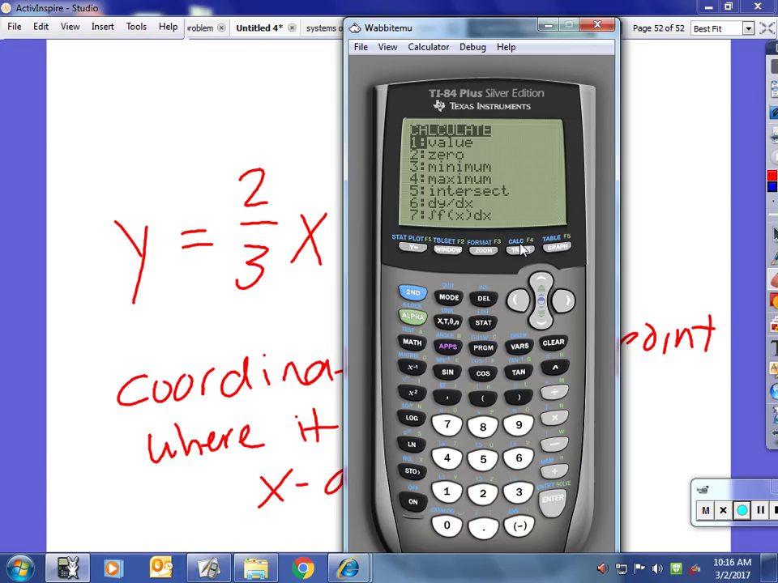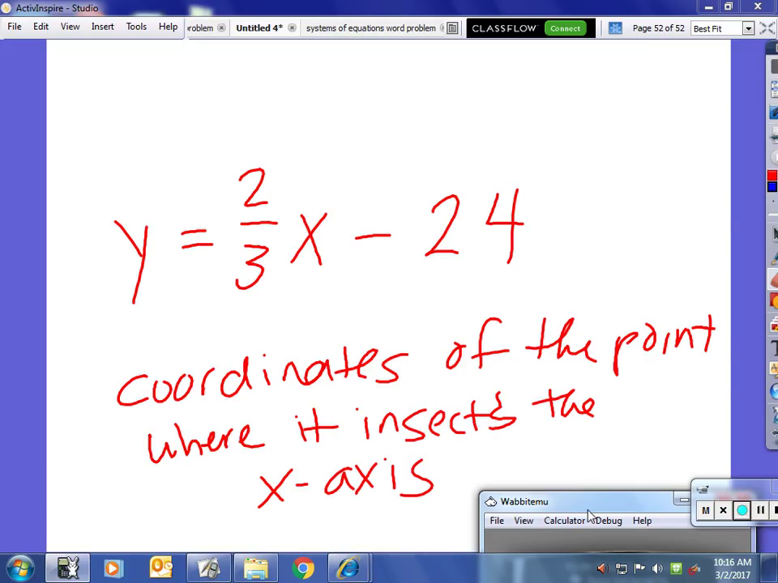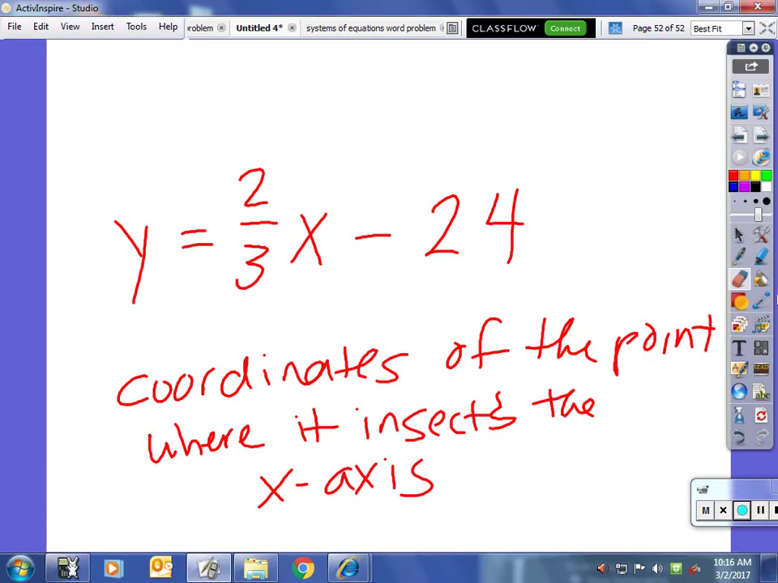Second function, calculate, intersection, first curve, second curve, guess. 36, 0. So how would I write the answer? 36, 0, because it asked you for the coordinates of the point where it intersected the x-axis.